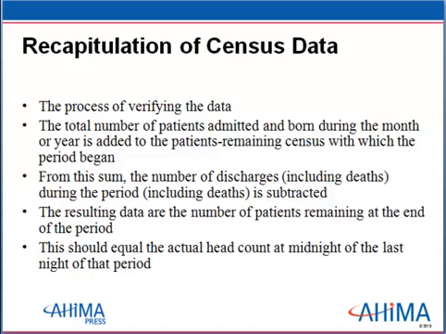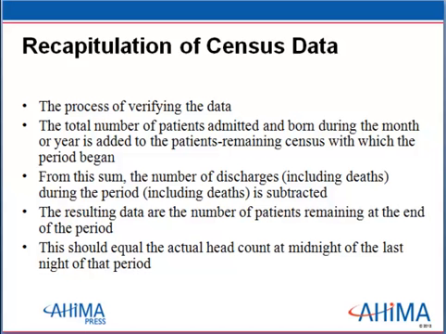Recapitulation of census data is the process of verifying the data obtained by the process described previously, and that is over the month or year compilation of census data, or basically it's a summary of the data. The total number of patients admitted and born during the month or year is added to the patient's remaining census with which the month or the year began.